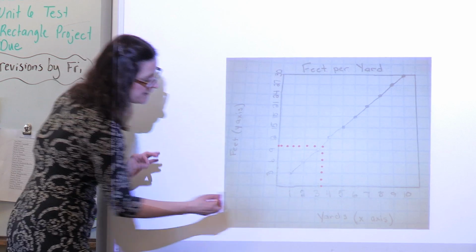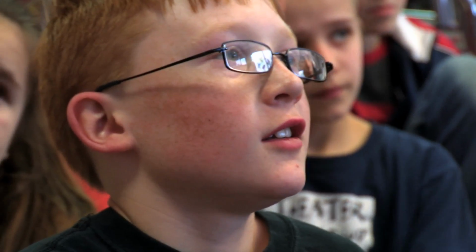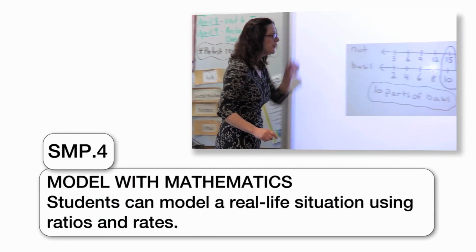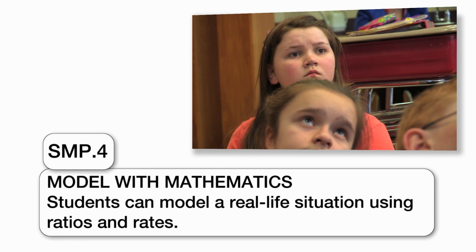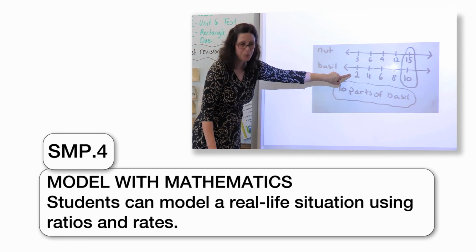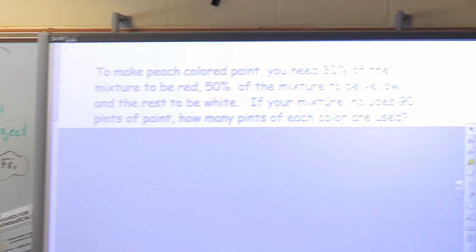Today in class, I showed them samples of student work that they had completed in previous classes that demonstrate the use of those practices. Okay, so this person used a double number line, and what they're doing is showing that you need 3 parts nuts for 2 parts basil, and then they're going all the way up to 15 to get the answer 10. Raise your hand if you'd like to tell me what you think this one would involve.